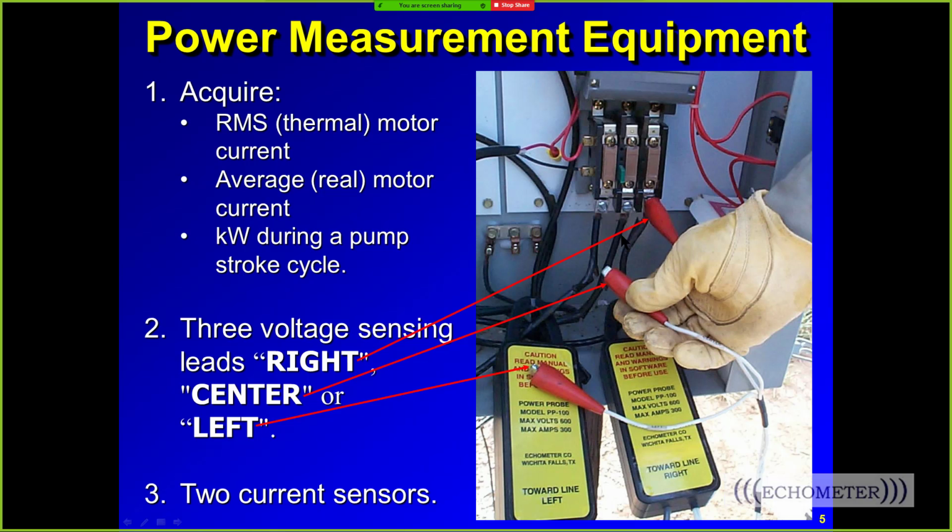And these are the three voltage connectors, 1, 2, 3, and you're going to want to connect them onto bare metal so that you can get the right wire, the center wire, and the left wire connected. And we use the volts and the current to calculate the kW, and we output from the sensor the kW and the amps.